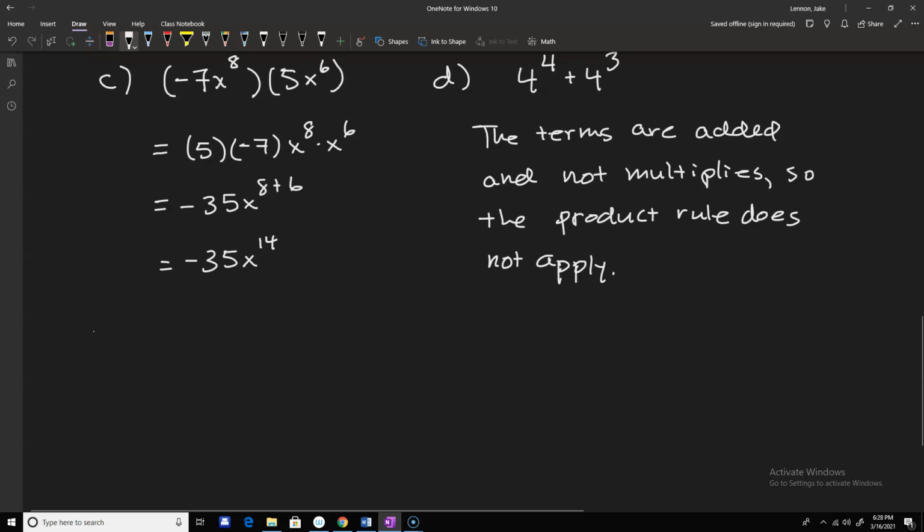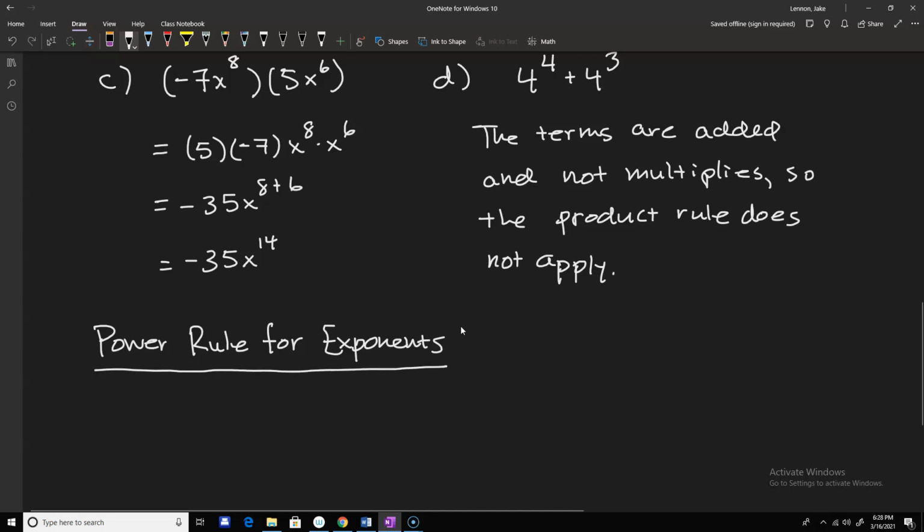So the power rule for exponents, the other one we want to look at. The power rule for exponents says if you have a to the m, and this is raised to another power n, then what you do in this instance is you actually multiply those two exponents. So this one is a to the m times n. And let's see if that makes sense.